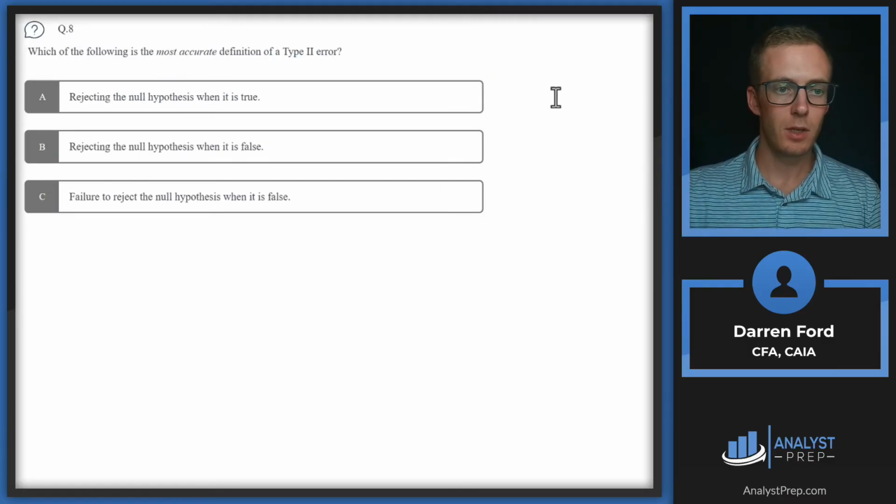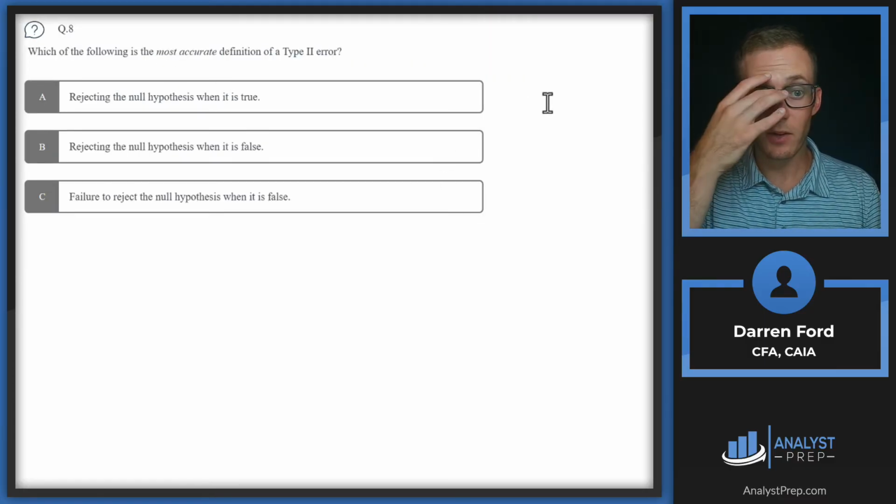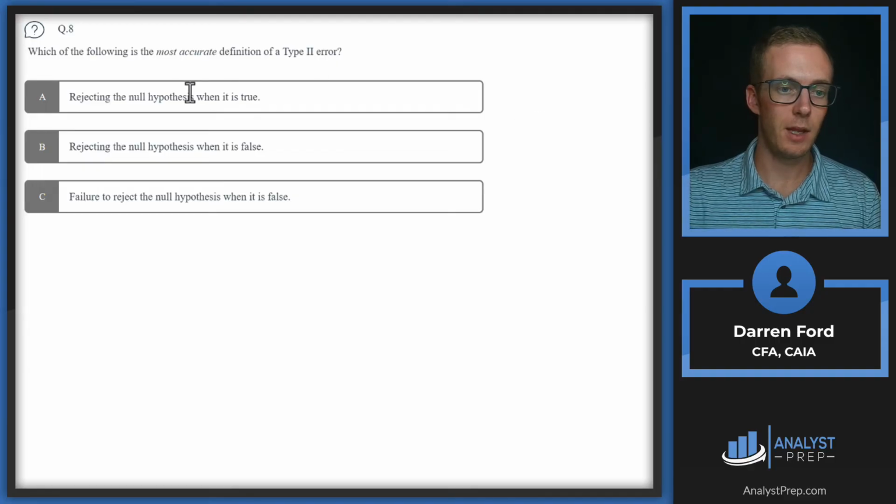Question 8. Which of the following is the most accurate definition of a type 2 error? A, rejecting the null hypothesis when it is true. B, rejecting the null hypothesis when it is false. C, failure to reject the null hypothesis when it is false.